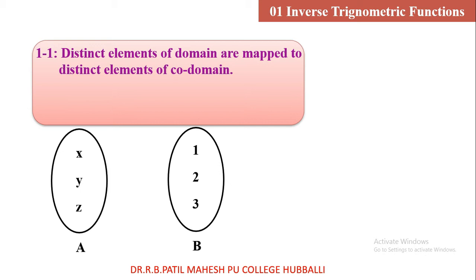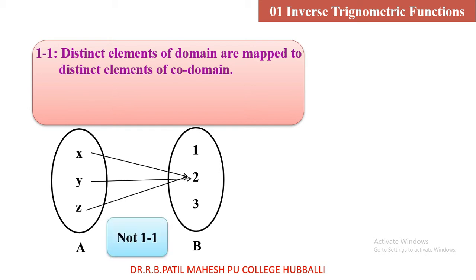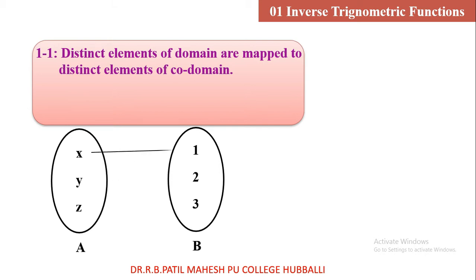Let me relate x to 2, y to 2, z to 2. Do you think that this is a one-one function? No, because x, y, z are different elements, but they have the same image. Therefore, this is not a one-one function. Now let me take x to 1, y to 2, z to 3. Clearly this is a one-one function because x, y, z are different, and they have different images in the codomain. Hence this function is one-one.